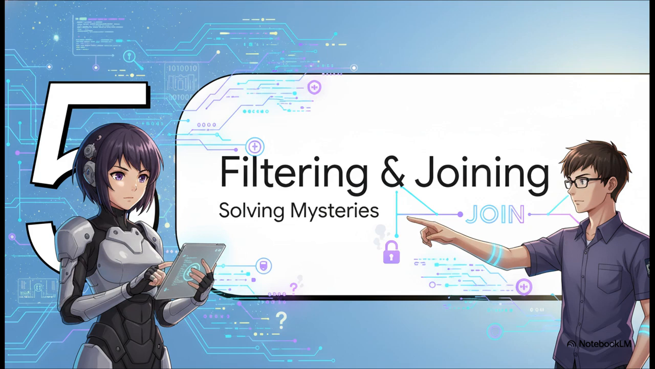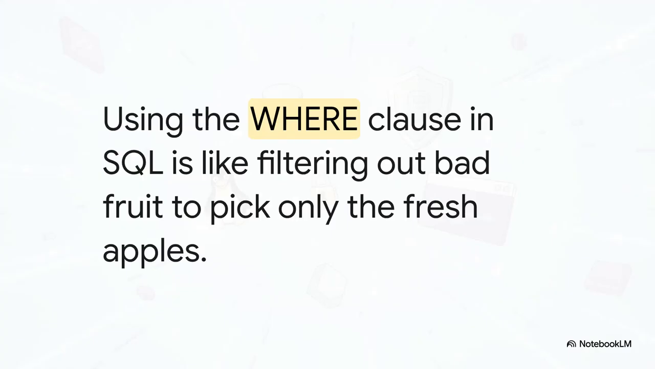Which brings us to our final part, Section 5, Filtering and Joining Data. If select and from give you the entire database, well, the where clause is your sniper rifle. Sure, the concept is a lot like filtering out bad fruit to find the fresh apples, but in a security context, we aren't picking fruit. You might tell the system to select all columns from the login attempts table where the country equals the USA. Just like that, a literal mountain of global noise vanishes, leaving only the specific logs you need for your active threat hunt. It's a real game changer.